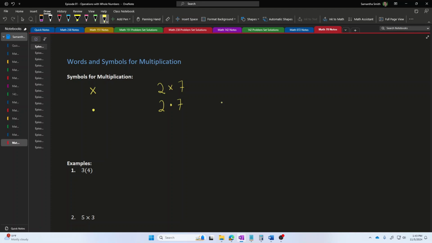And there is another way that you sometimes see multiplication written, and that is using parentheses. Write your two numbers next to each other and put the number on the right inside parentheses.